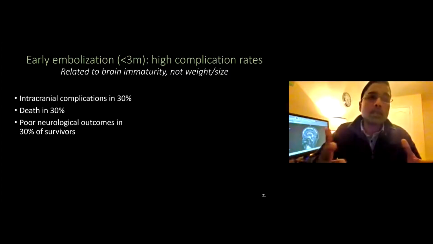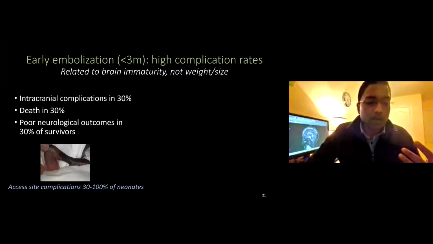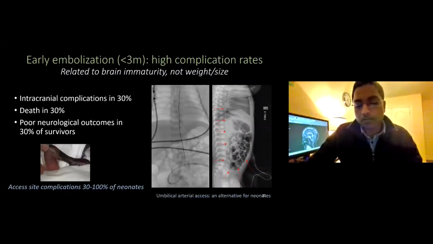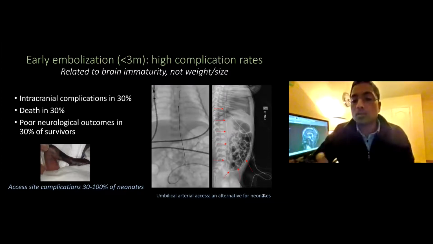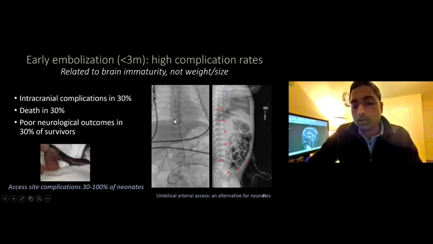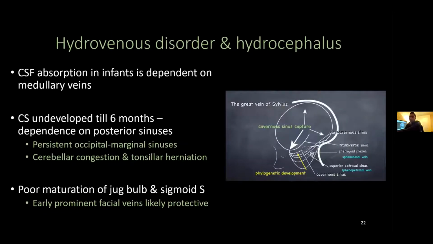And even when they do well with embolization, the outcomes are poor in about 30%. You can have access site complications. So one of the things that we tend to do is we ask the neonatologist to leave an umbilical arterial access, and if the embolization is needed in the first week of life, we go through the umbilical access. As you can see here, I put a 4 French sheath with a double wire technique, and through this we can proceed with embolization sparing the femoral.